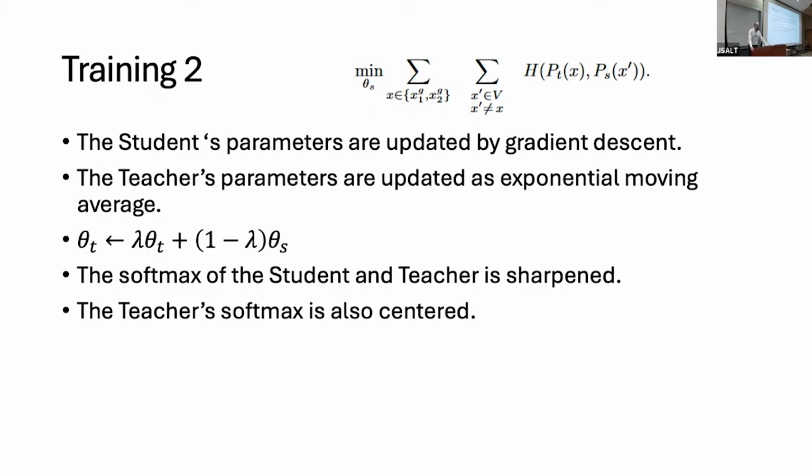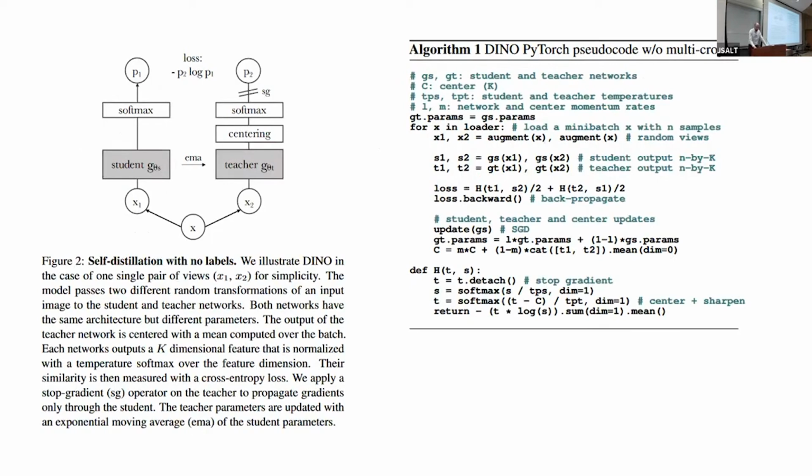And so the teacher is actually learning this moving average of weights. The tau are the weights of the teacher, and they are updated as a weighted average of the teacher's own parameters and the student's parameters. And also there are two interesting things: the softmax of the student and teacher are sharpened, and the teacher's softmax is also centered.